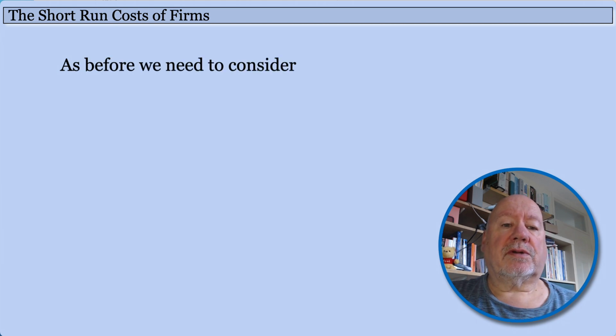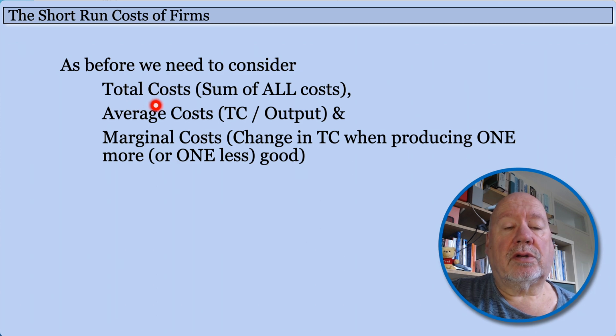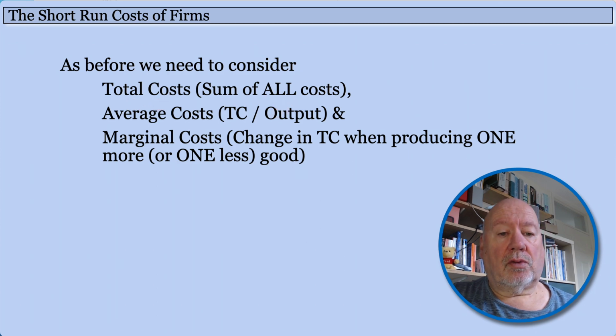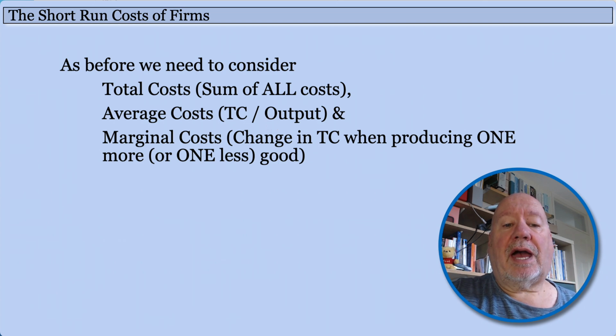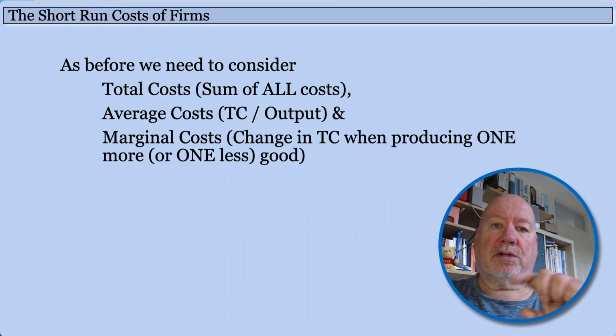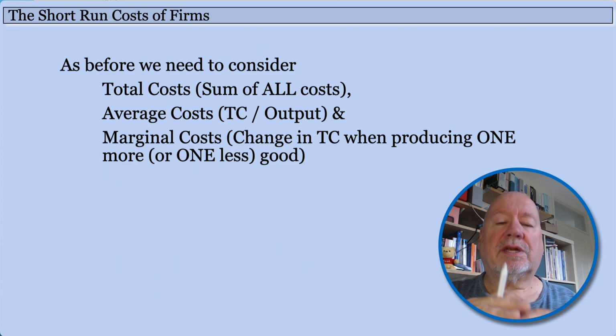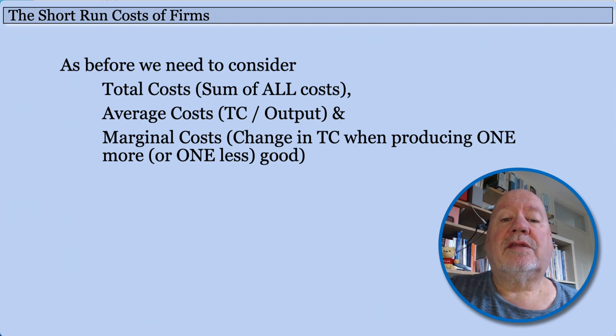The short run cost curves of the firm. So as before, you need to consider the total costs, that's the sum of all costs, all these variable costs, etc., added up, and the fixed costs, the average cost, which is the total cost of producing goods divided by output, and the marginal cost. That's the change in these total costs here when I'm producing one more good. So whereas in the product side, when we did productivity and we looked at total product, marginal product, it was the change in the variable factor. This is actually the change in the number of goods now.